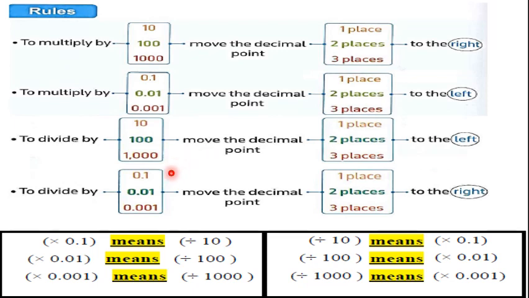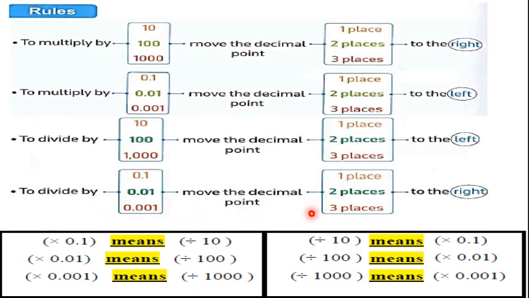Let's talk about the crazy decimals. If I want to divide by 0.1, this is a crazy one, so I will move the decimal point to the right one place. If I want to divide any number by 0.01, this is a crazy number, so I will move it to the right, to the opposite. Now, if I want to divide by 0.001, I will also move the decimal point to the right, but 3 places.